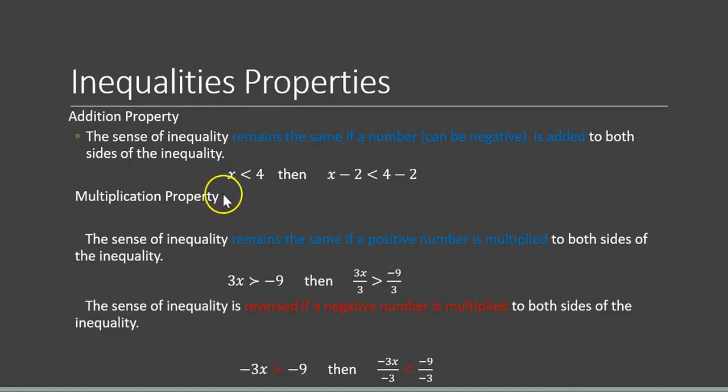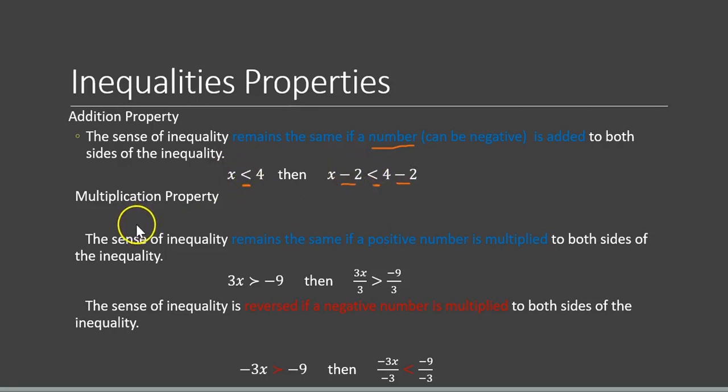So more on the properties to help us solve for inequalities are the following. Addition property of equality. When you're adding a number, it can be both a positive or a negative number, to both sides of the inequality, the inequality remains the same. So for this example, I subtracted 2 from both sides, to the left side and to the right side, and the sense of inequality remains the same.